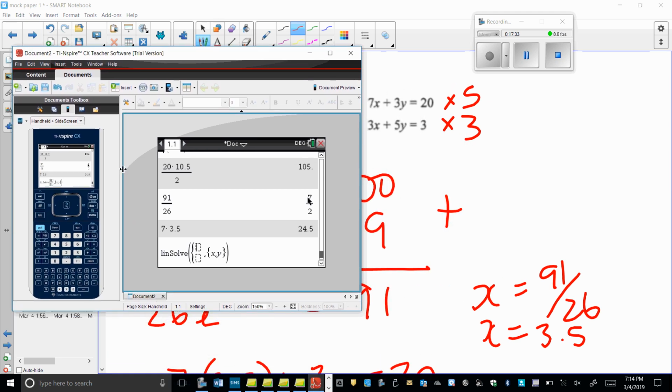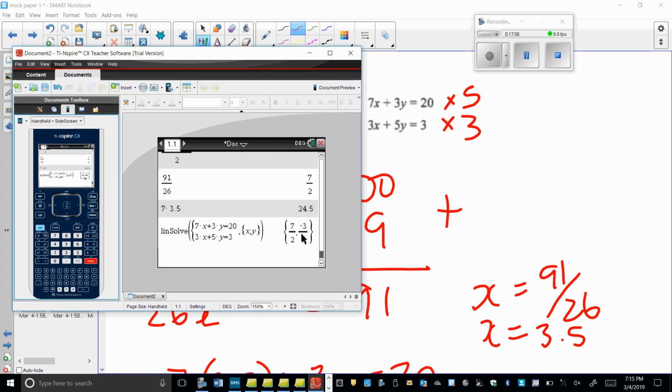So 7x plus 3y equals 20 is one of them, and 3x plus 5y equals 3 is the other. Press solve, and there's our 2 values. So our first one is our x value and the second one is our y, because that's what it says here. As I say, it doesn't hurt to check when you're doing them.